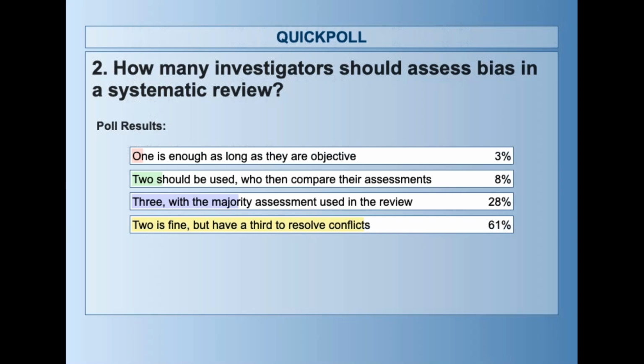Okay, so I can see the most popular option was the last one, that 2 is fine, but it's good to have a third to resolve any conflicts. And I would certainly agree that's going to be best. Some people, almost a third of you, said having 3, not necessary. And that is probably too much work. Sure, of course, more is going to be fine. However, it's really not necessary. Having 2 and then simply having a third to resolve those conflicts is going to be fine.